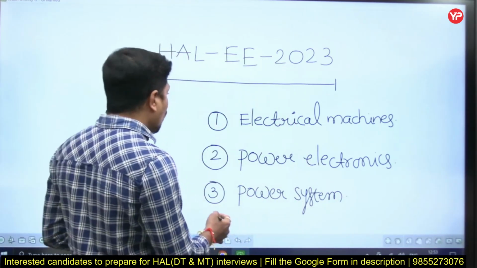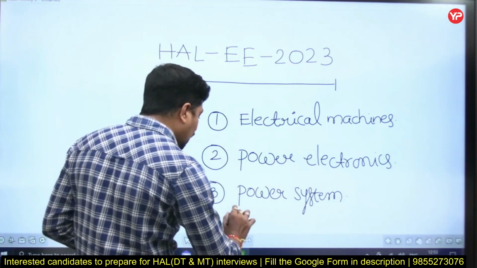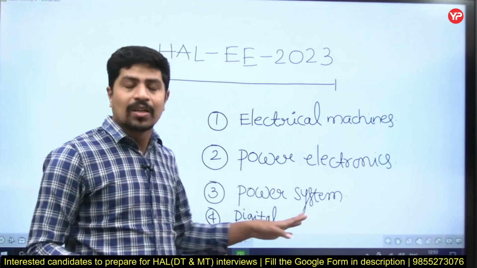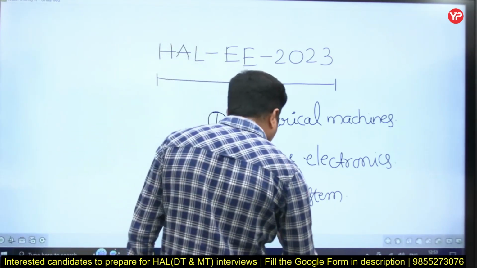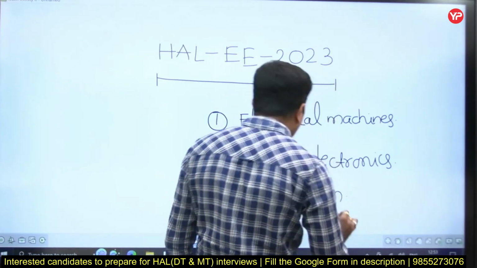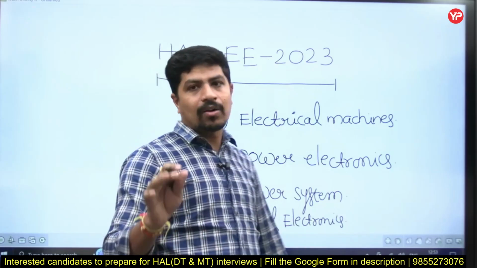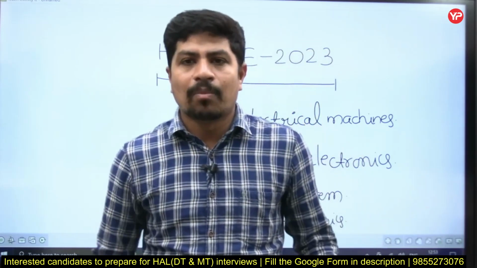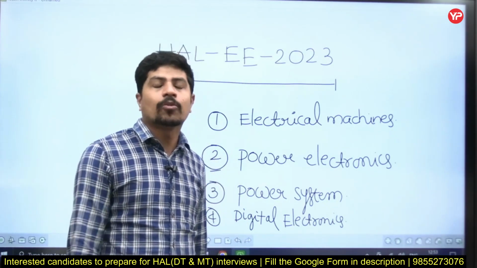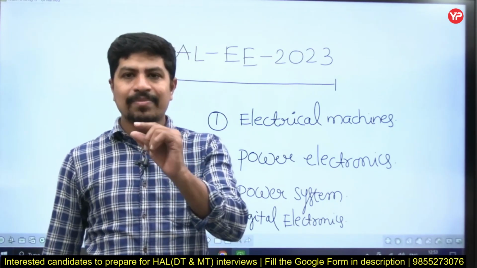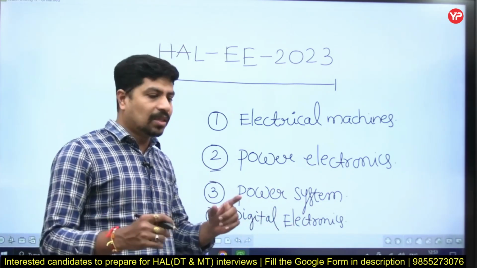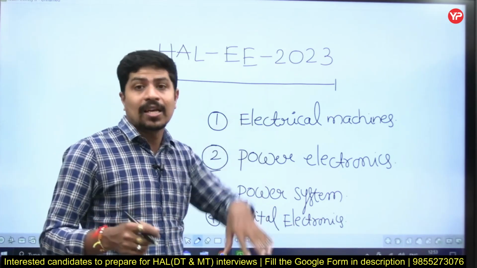Apart from these three, the fourth subject is digital electronics. Whether you are from electrical or electronics, digital electronics is also an important subject. In power electronics itself, analog electronics also will be covered, because the basic principles of the devices are the same. So BJT is there. There is a signal level BJT and a power level BJT. The operation of the BJT is the same, but the power handling capacity of the device is different.